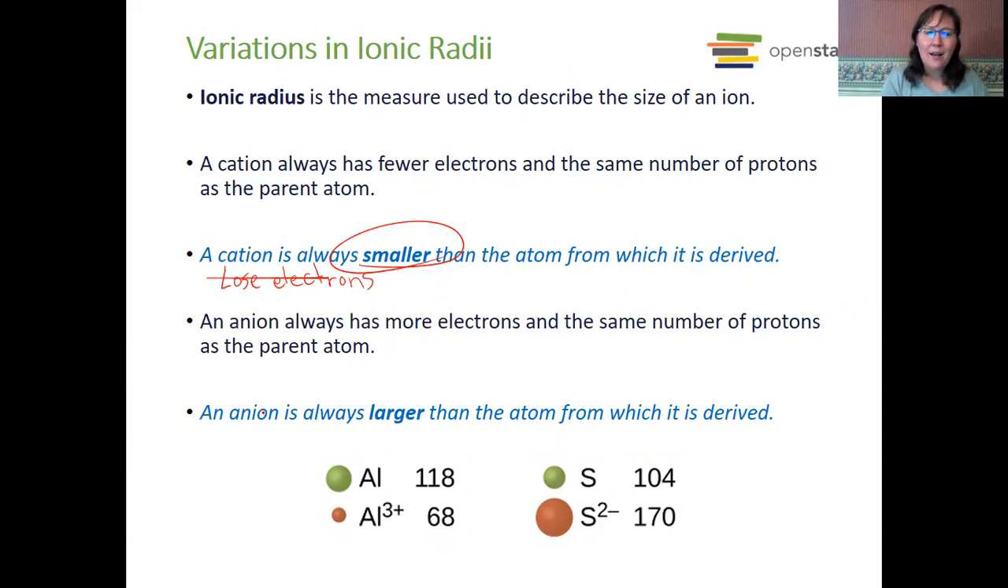But in an anion, we're adding electrons. Sometimes the annotations are weird. All right, sorry, adding electrons. An anion is always larger than the atom from which it was derived. And that's because you're adding more electrons, but you're not adding more protons, which makes it this big thing.